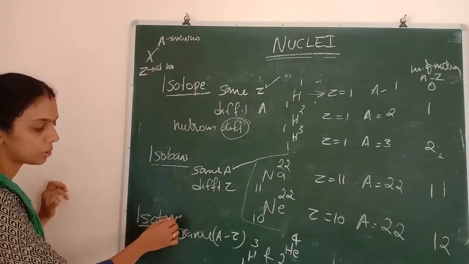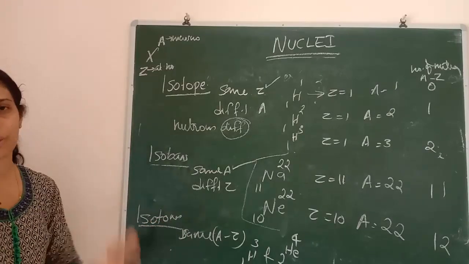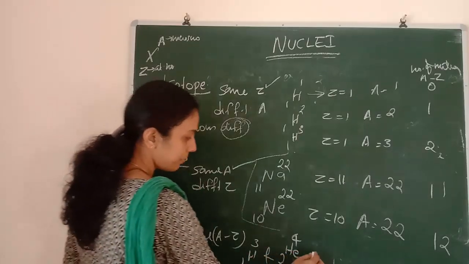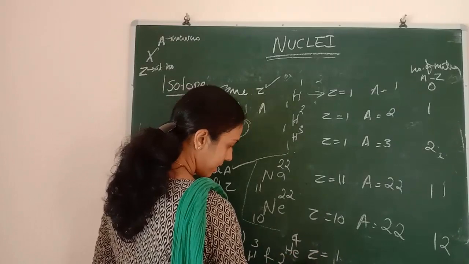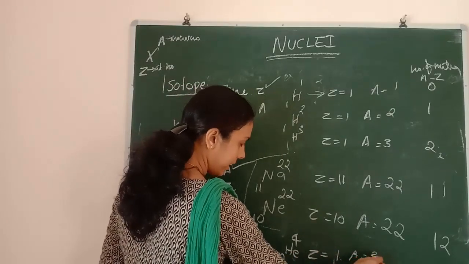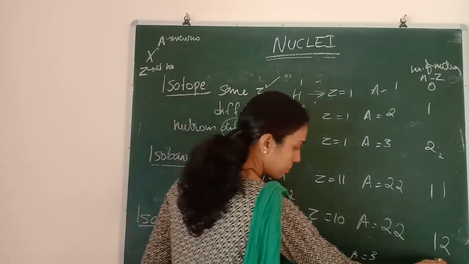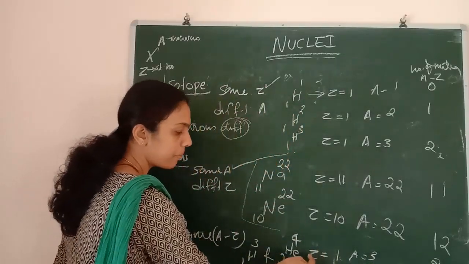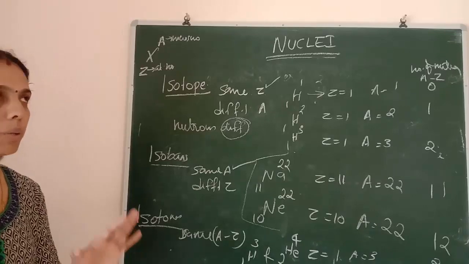Next is isotones. Isotones means the same number of neutrons. So here Z equals 1 and next Z equals 2, but here A equals 3 and A equals 4. What is the difference? 2, and this also 2. Neutrons will be the same here, but the atomic number and mass number will both be different.